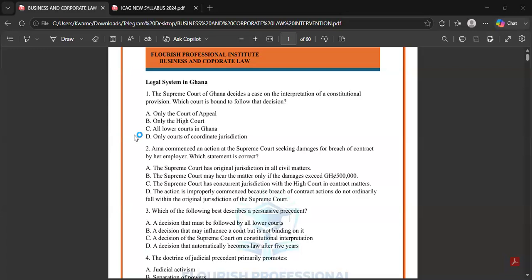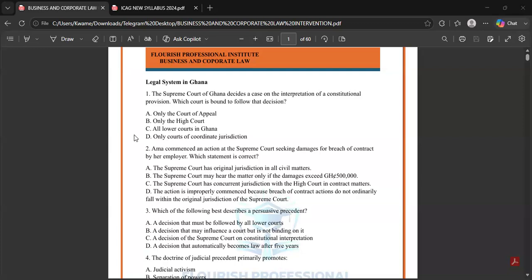And my reason is that with a persuasive precedent, you can present something that can influence the court. Maybe you have evidence that can influence the court, but it cannot serve as something that will be binding on the court.